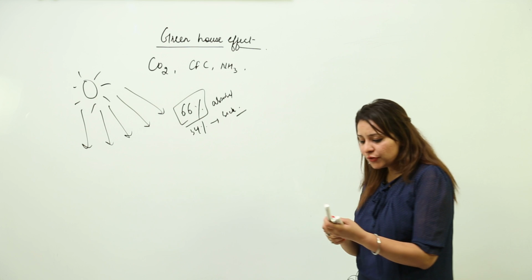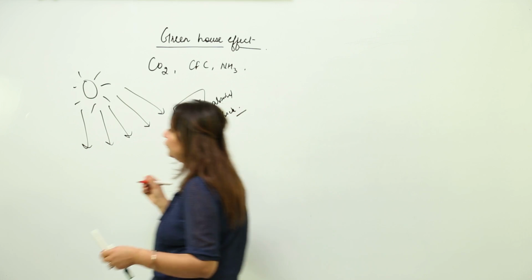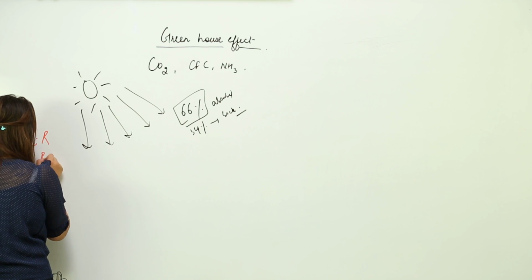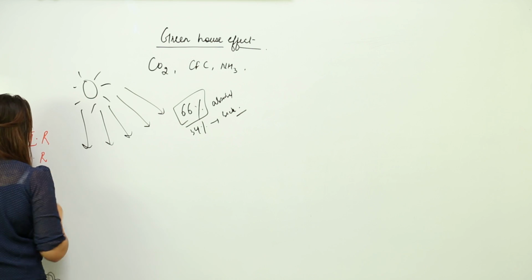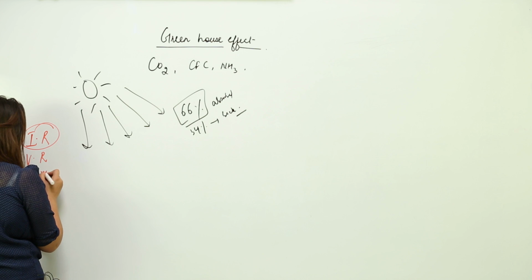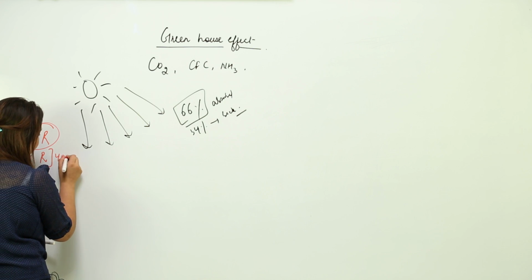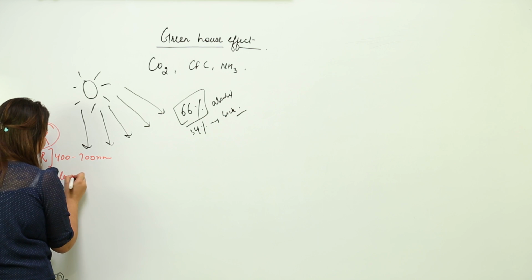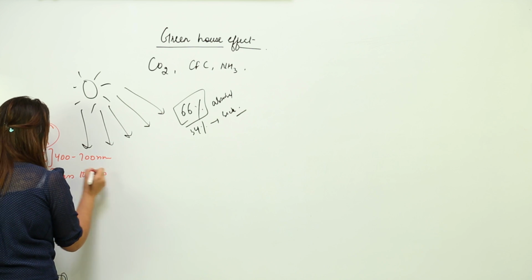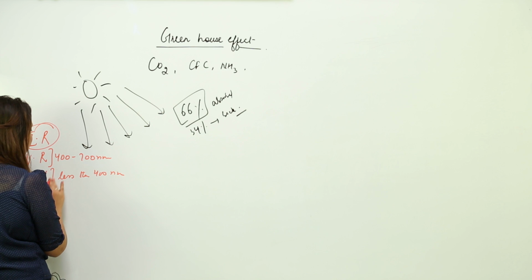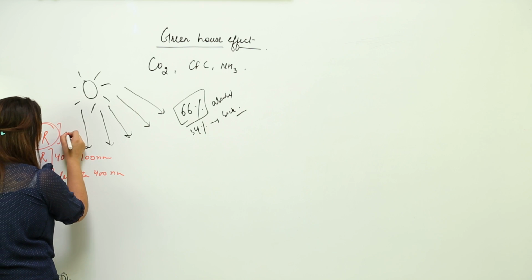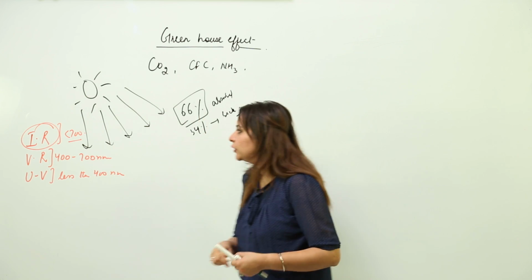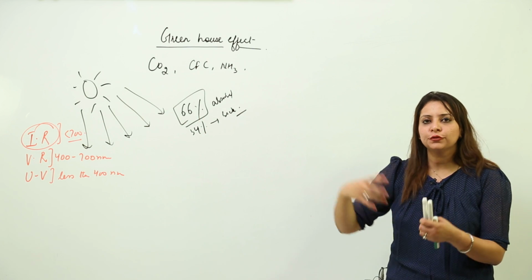The radiations which come from the sun actually consist of three kinds of waves. One is the infrared, another is the visible region, and the third is the ultraviolet. Infrared has a longer wavelength, more than 700 nanometer, visible is 400 to 700 nanometer, and ultraviolet has a wavelength less than 400. These radiations actually come from the sun to the earth.